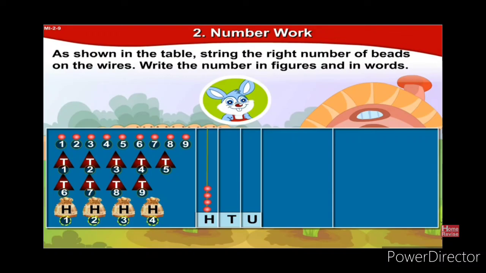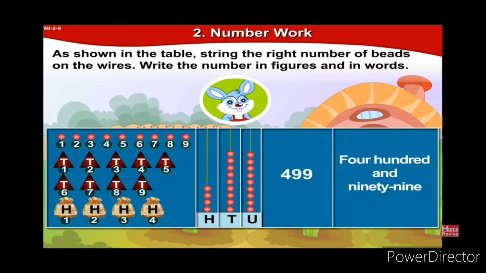So at the hundreds wire, we'll make 4 beads. At the tens wire, we'll make 9 beads. And even at the units wire, we will make 9 beads, which means it is 400, 9 tens, 9 units. So in figure, it is 499. And in words, it is 499.